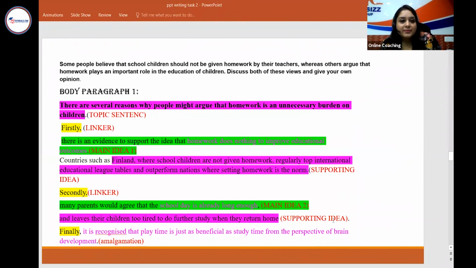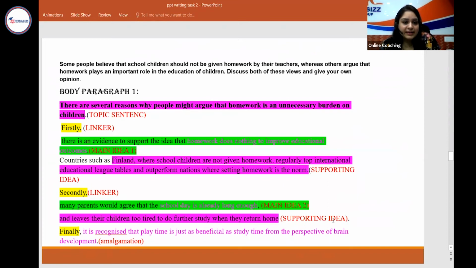Linker, firstly. Now I'm going to add reasons because I've written there are several reasons. So for that, I have added a glue, that is a linker, that is firstly. Firstly, now my main idea 1 is, there is an evidence to support the idea that homework does nothing to improve educational outcomes. According to my view, this is my main idea, that I have come up with the evidence that proves that homework is unnecessary and does not involve anything helpful in order to improve the educational outcomes. How I am supporting it, see my supporting idea.